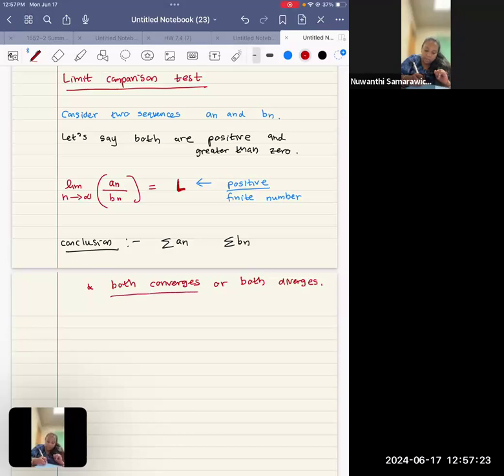The idea of both converge and both diverge means here also we are comparing two series. If we have one series that we already know from a previous technique whether it is convergent, then we show that the limit when n approaches infinity of the quotient is a positive finite number. If you get a positive finite number, we can say both series are convergent. So I'll do an example, but this is the idea.